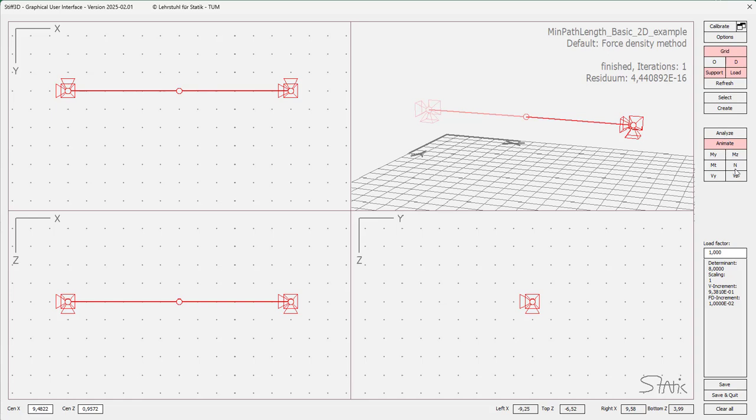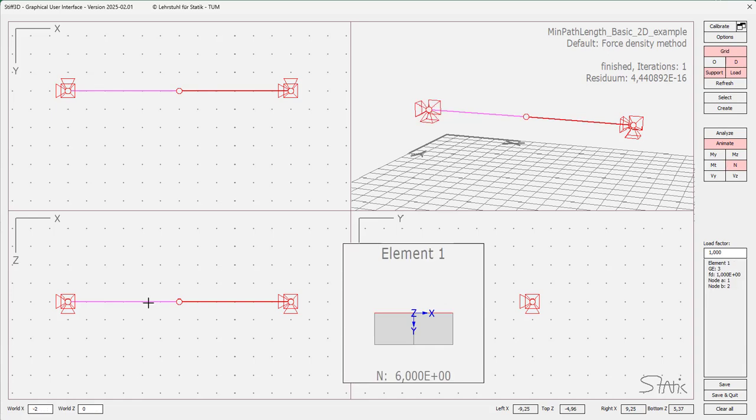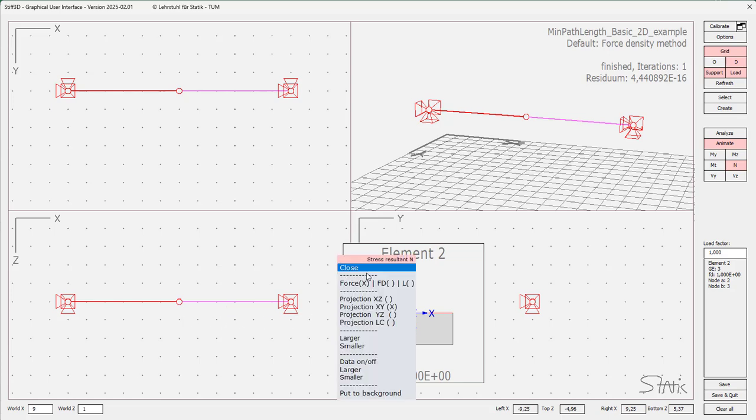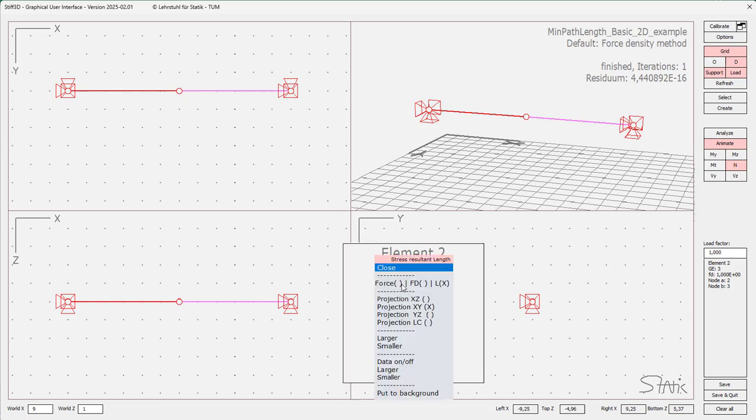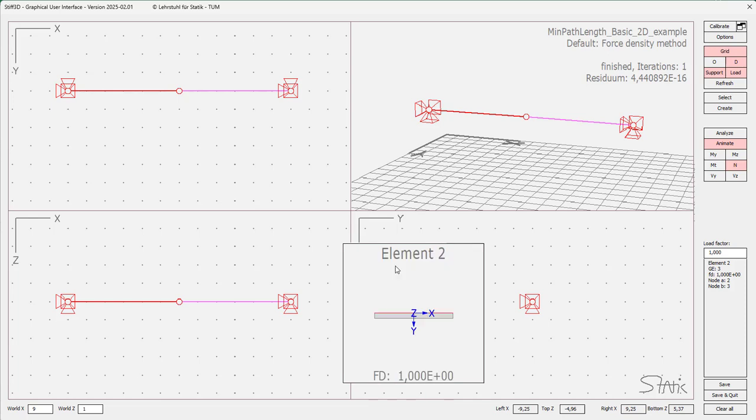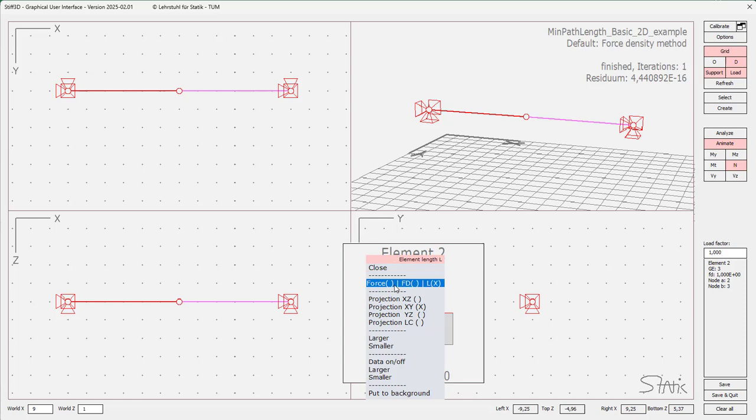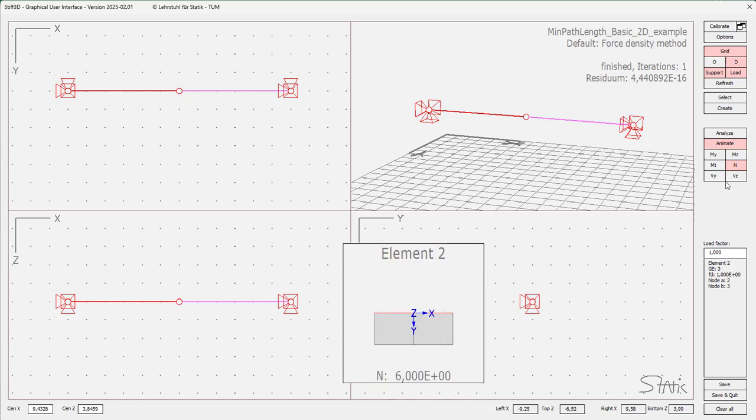Let's take a look at the forces, and you see that we have for the element 1 the force 6, and for element 2 the force 6 as well. Something what has to be expected, refer to our presentation. And also you see the length is 6. Let's go to length here. Length is 6, and multiplied by the force density, which is still of course not modified. It's 1, and everything fits together. Force density 1 times L6 gives of course the force 6.